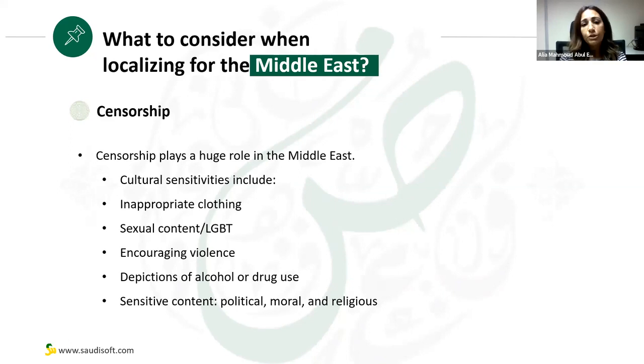Another big topic you should always consider when you're localizing into the Middle East is censorship. Some cultural sensitivities include inappropriate clothing, sexual content or LGBT matters, content that encourages violence, depictions of alcohol or drug use, or sensitive content in general that includes either political, moral, and religious opinions. We've witnessed several games and movies in the past which have been banned around the Middle East due to these reasons, so you should always handle these topics with care.